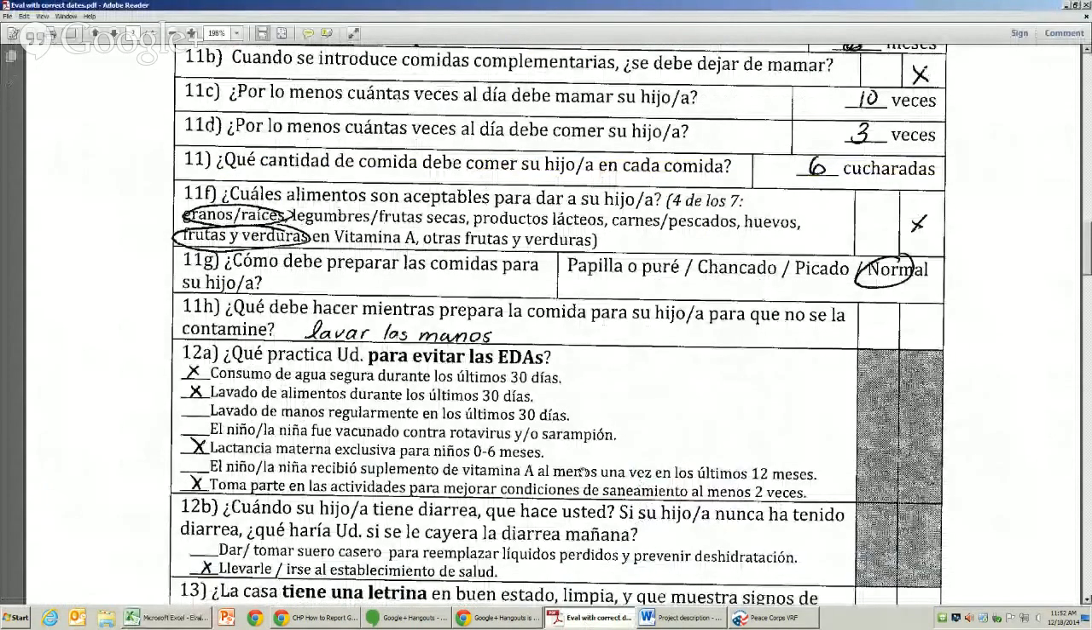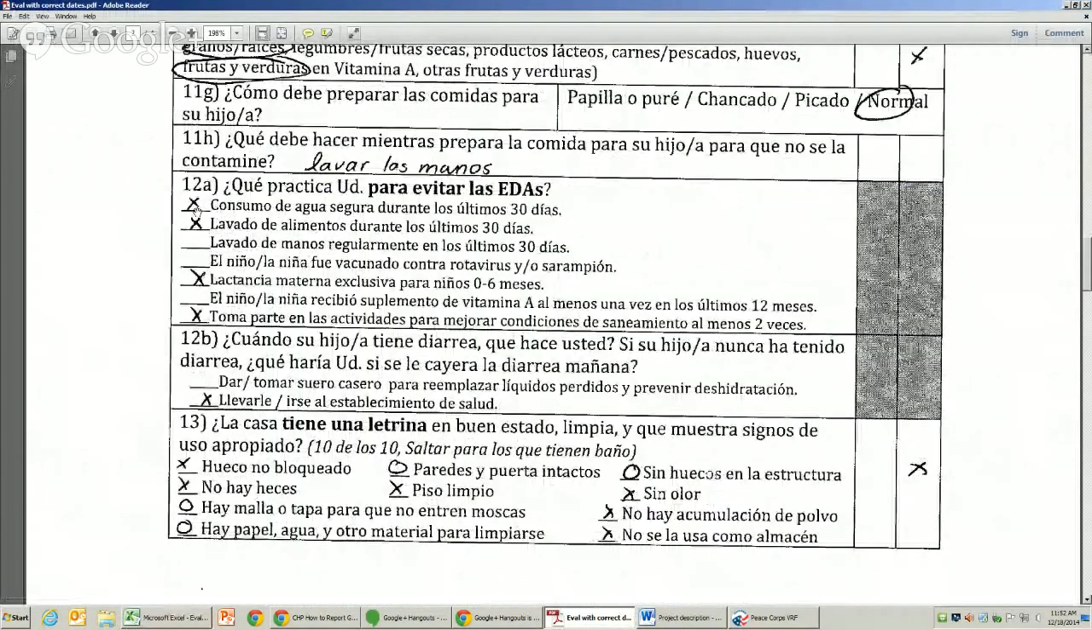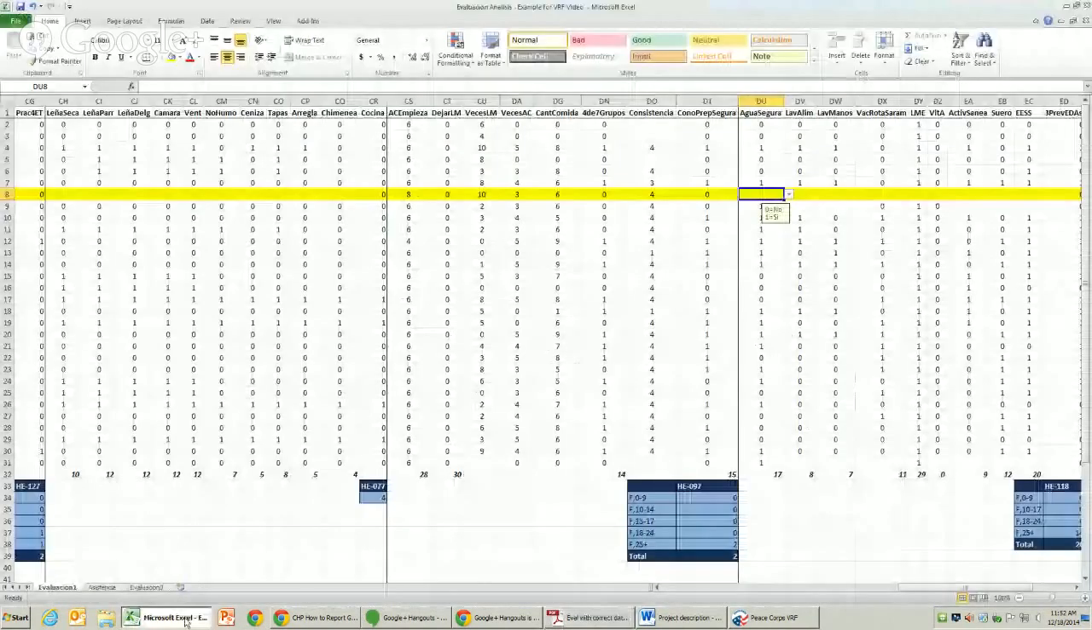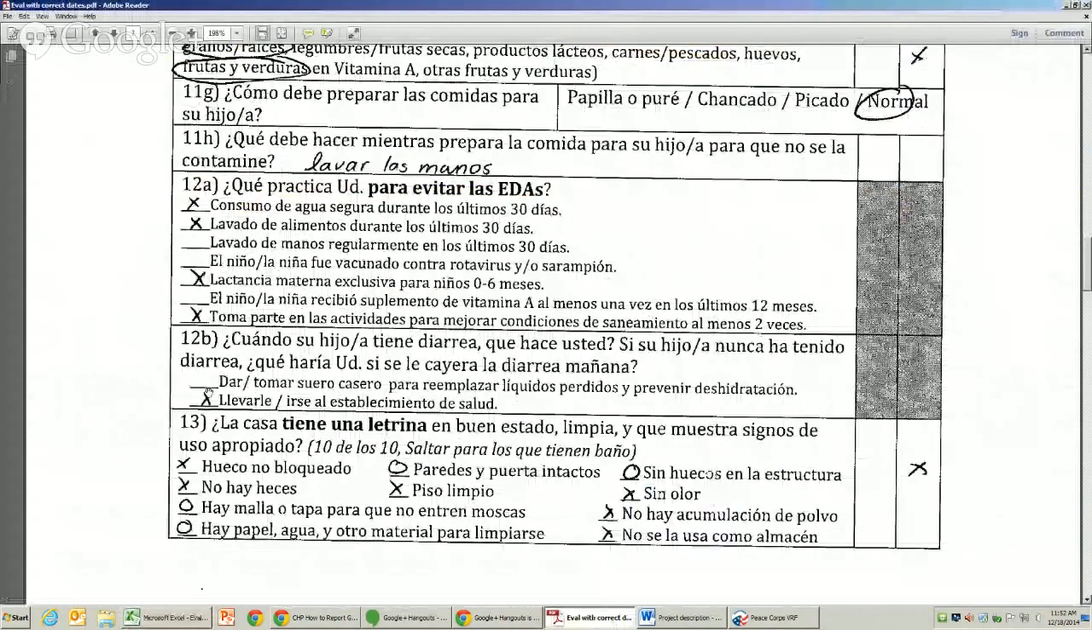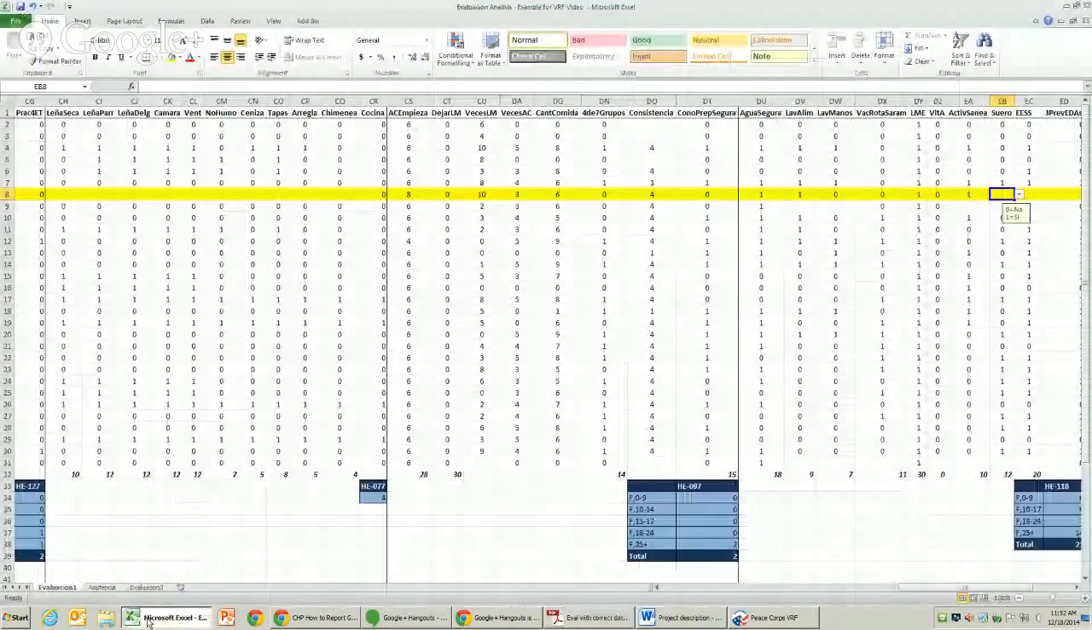On this one, looking at the list, you've got 2 that they were able to do, 2 they did not, 1 they were able to, 1 they were not, and another one they were able to. And then these last 2, next line, they didn't do suero casero, but they did take their child to the outpost. All right.